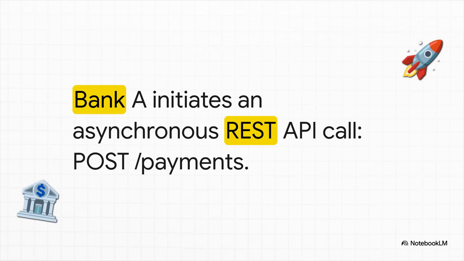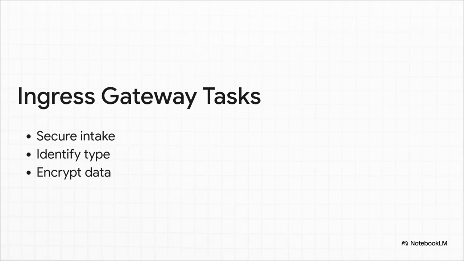So our digital journey literally kicks off at Bank A. The initiating bank system makes an asynchronous REST API call, specifically a POST request to the /payments endpoint. This one simple line of code is what actually initiates the payment. And because it's asynchronous, Bank A doesn't have to just freeze up and wait around for the entire global journey to finish, right? It just fires off the request and basically lets the SWIFT architecture take the wheel. The second that REST call is made, the Ingress gateway leaps into action with a few really crucial tasks.